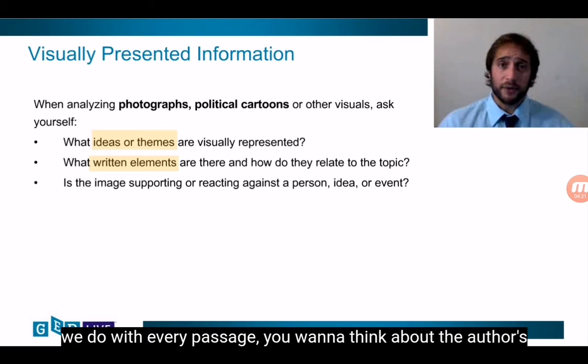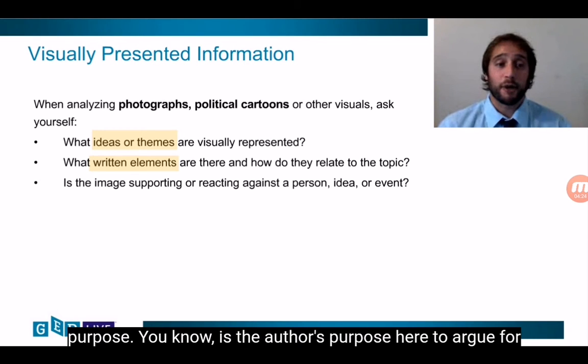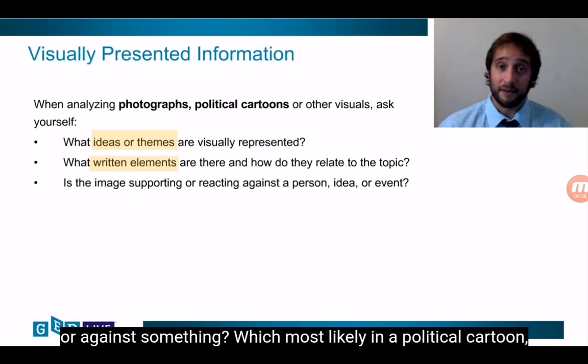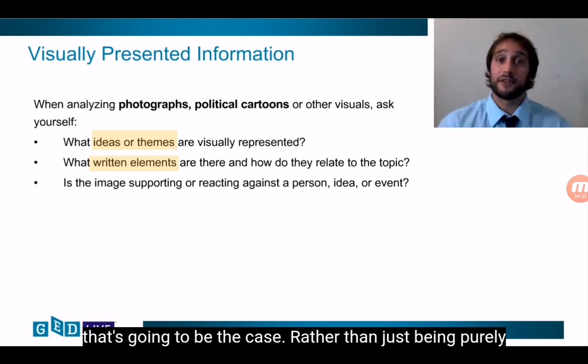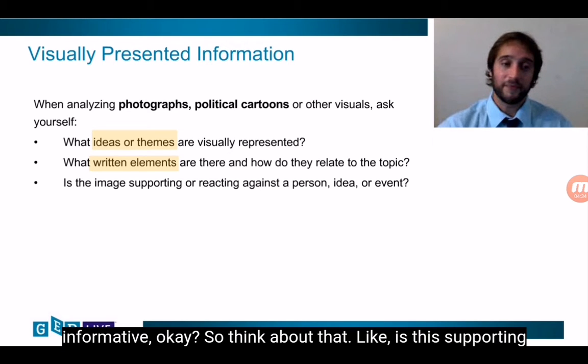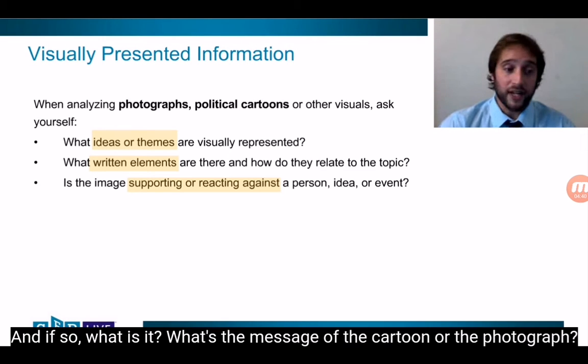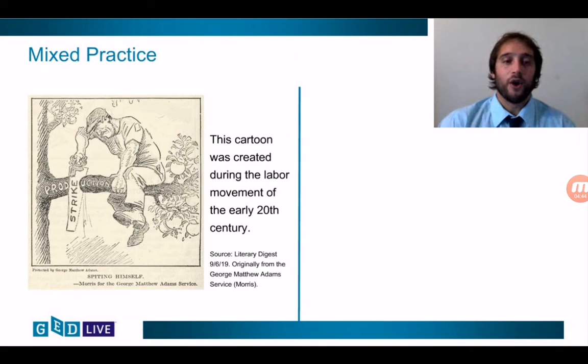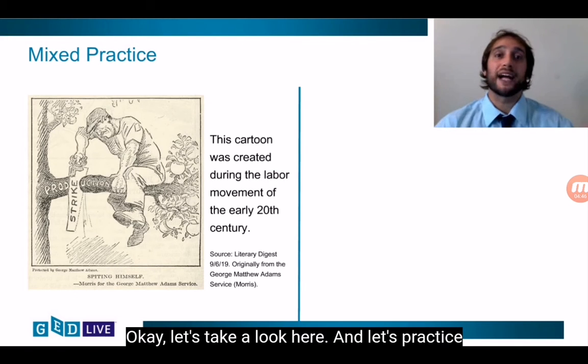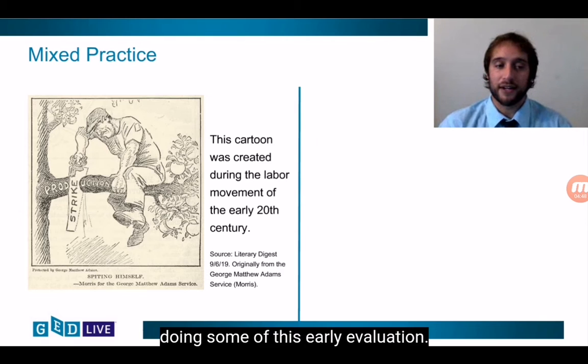So just like we do with every passage, we want to think about the author's purpose. Is the author's purpose here to argue for or against something? Which most likely in a political cartoon, that's going to be the case, rather than just being purely informative. So think about that. Is this supporting or reacting against something? And if so, what is it? What's the message of the cartoon or the photograph? Let's take a look here and let's practice doing some of this early evaluation.